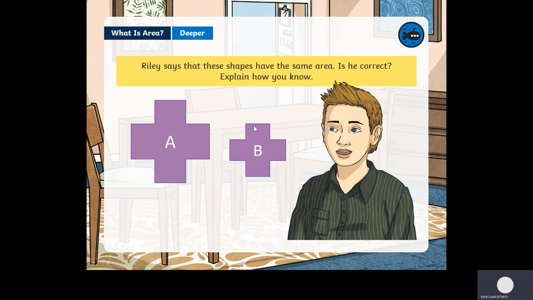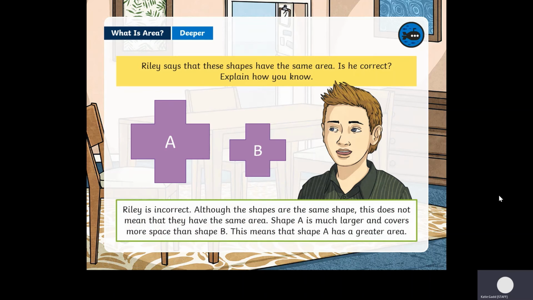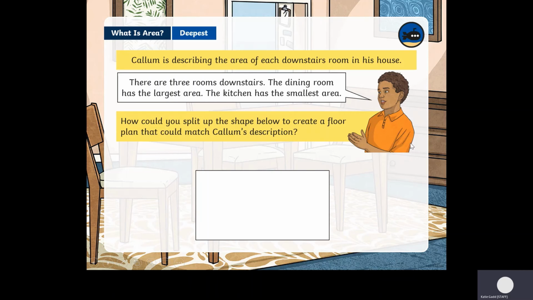Okay, let's have a look together. So is the area inside A the same as the area inside B? Now the shapes do look very similar. They're both crosses. Okay, so Riley is actually incorrect. Although the shapes are the same shape, this does not mean that they have the same area. So you may have noticed that shape A is much larger and covers much more space than shape B. In fact, shape B could fit inside A and it would disappear. So because shape A is larger and covers more space, shape A has the greater area. Okay, hope you got on well with that one.